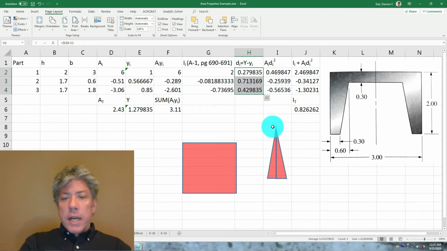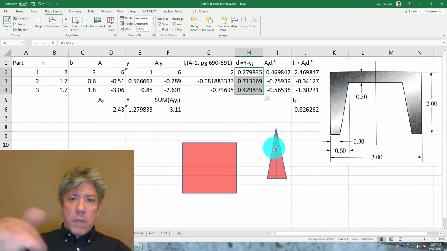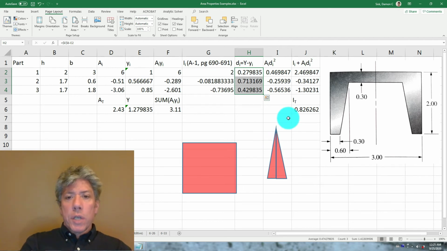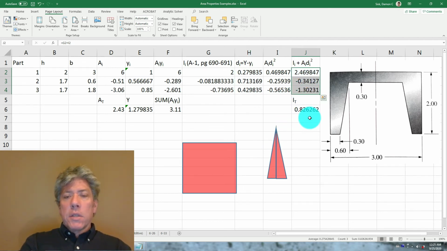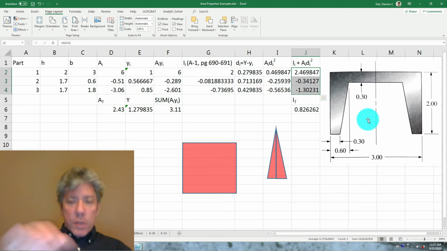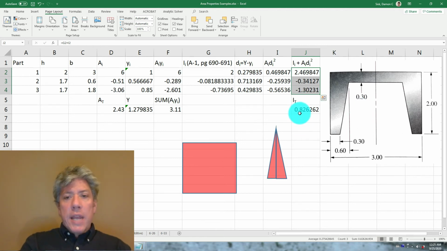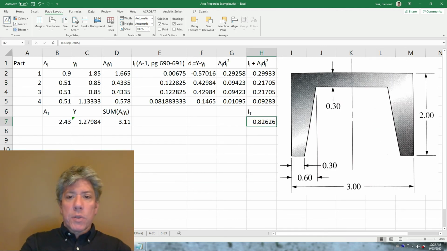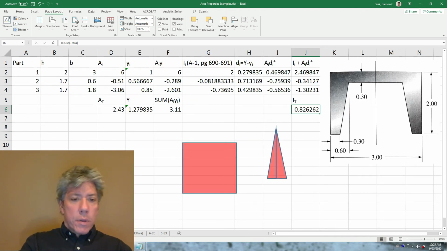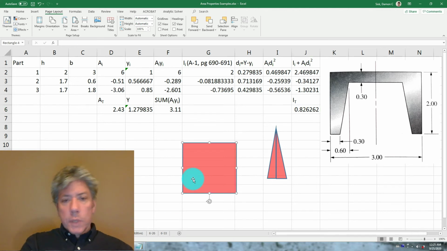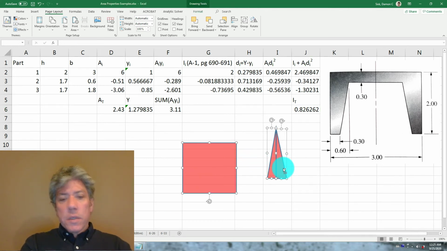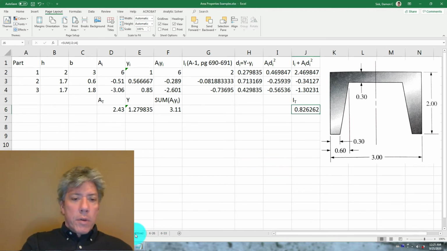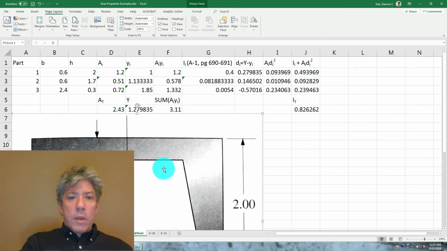The distances are calculated between the individual shapes and the centroid of the overall shape, and then this is again the moment of inertia of each of the shapes reference to the centroid of the overall shape. So we simply add them all up, and you notice we get the exact same answer as before. Consistency is truth, or at least consistency suggests that we've done something right, especially in math.